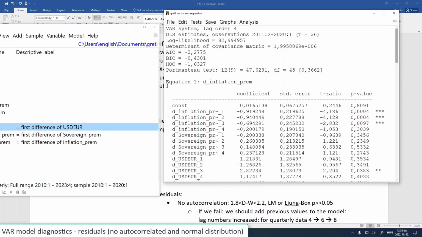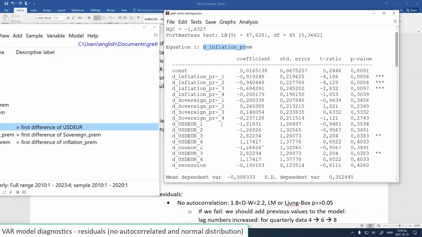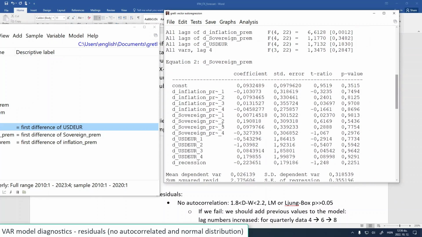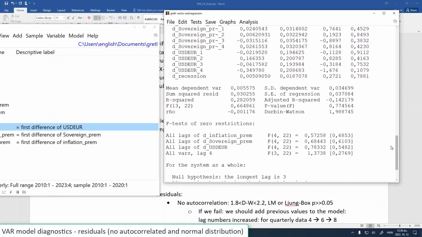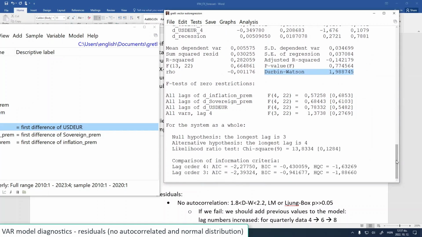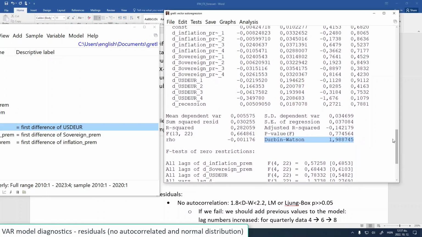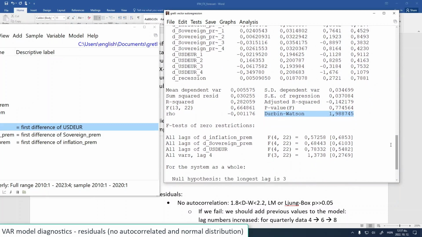And you can see that there are three equations. Equation 1 describes the inflation premium, equation 2 describes the sovereign premium, and equation 3 describes the US dollar. But it doesn't matter. Durbin-Watson is different. It's funny because EViews doesn't publish the separate autocorrelations. Okay, this one, yes.